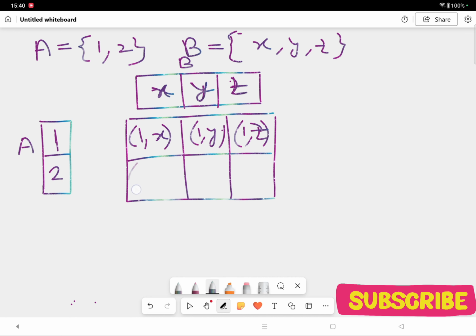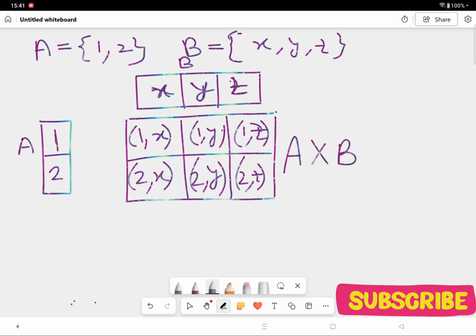When you combine 2 with x, it can be written as 2, x. Likewise, 2, y and likewise 2, z, which is exactly A cross B. So no matter whatever might be the order of the sets, no matter how many elements are there in either of the sets, you can easily find out how many combinations can be made out of those two sets.